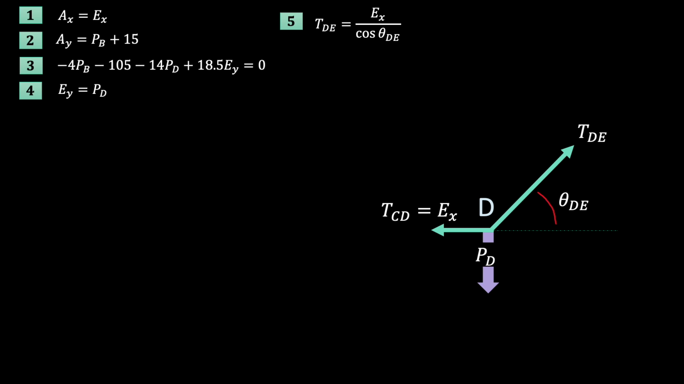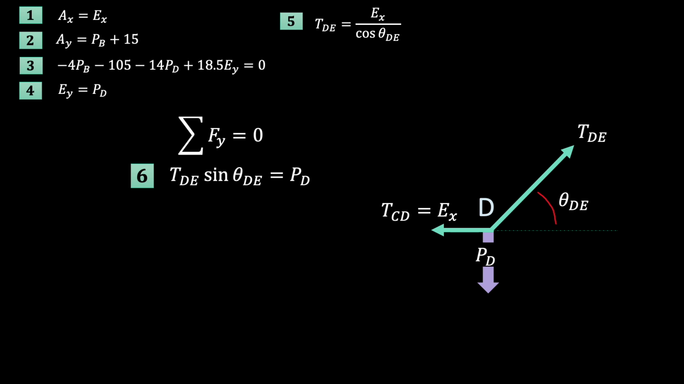Next, we'll look at joint D. Remember, we said that all horizontal tension components are equal to EX. Since segment CD is horizontal, tension CD has to be equal to EX. Now, can we get PD in terms of EX?